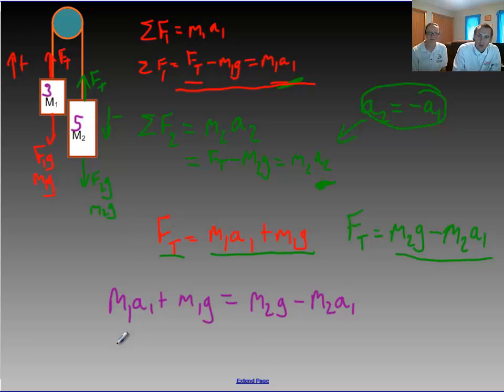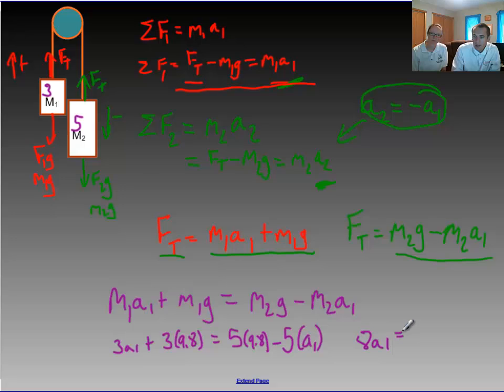Then what we have is 3 times A1, which I don't know, plus 3 times 9.8, I can do that math, equals 5 times 9.8 minus 5 times A1. Okay, so I can combine my like terms. I'm going to add this 5A1 to that side, and I'm going to subtract that over there, which really gets me 8A1 equals 2 times 9.8, which is 8A1 equals 19.6. So if we divide both sides by 8, we get an acceleration of 2.45 meters per second per second.